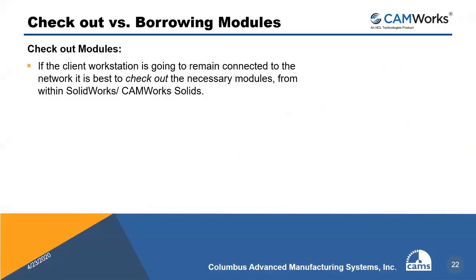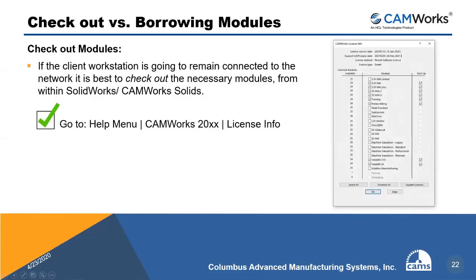Okay. And the first one is check out modules. The checkout modules process, the design intent of it is, if the client workstation is going to remain connected to the network, it's best to check out the necessary modules from within SolidWorks and CAMWorks Solids. And that is done by going to the Help menu, CAMWorks, License Info, and this window will pop up and you'll see all the available modules, and you literally go down here, check the ones you want, hit update licenses, and you can check out the license you want to use.